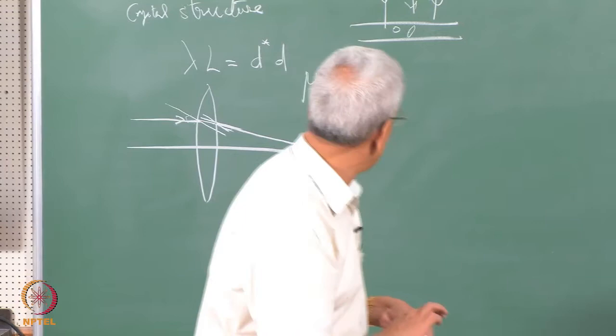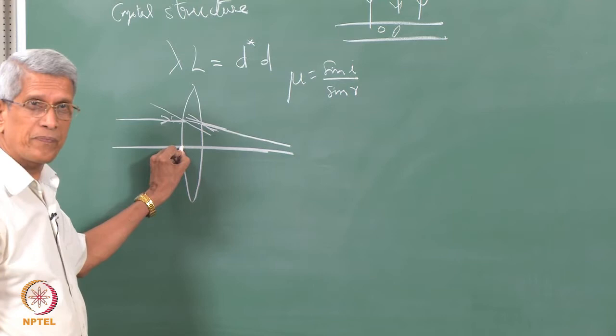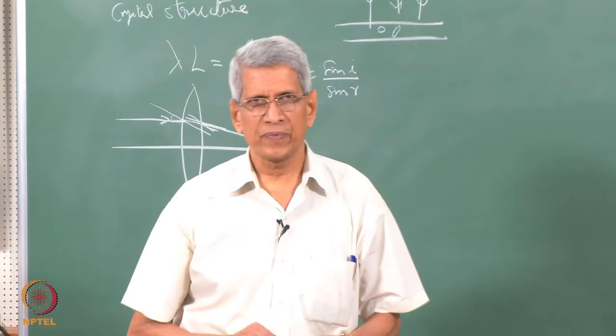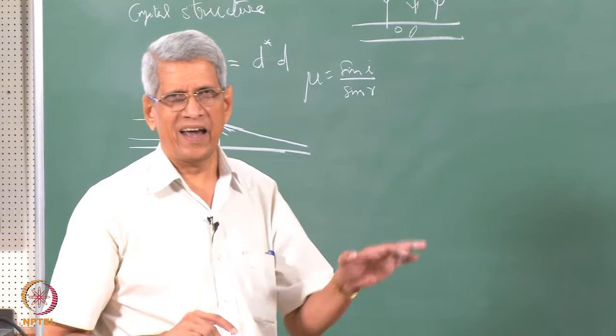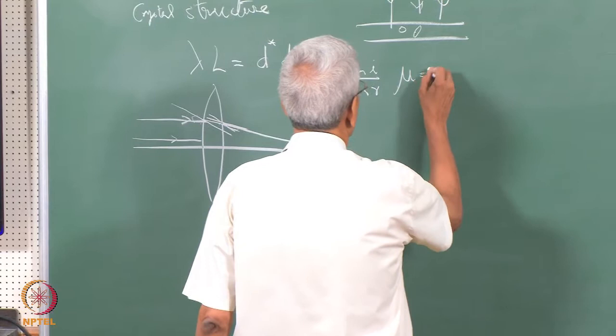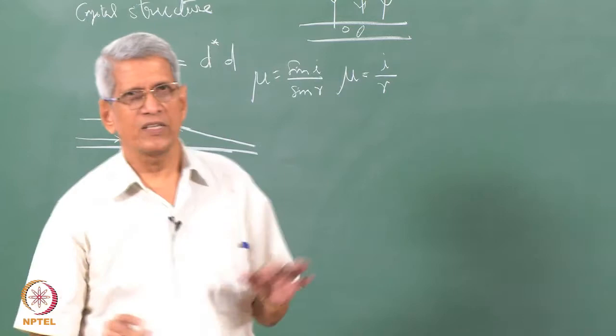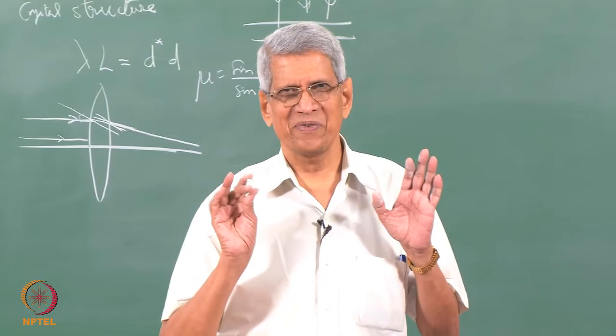Assume the case of the ray which is passing through the center. Here the incident angle and the refracted angle are both zero. And if I consider a ray which is very close to it, then also i and r become very small. In such a case, sin i and sin r can be approximated to i and r. So mu becomes i by r. This is what is done in geometrical optics to draw all the ray diagrams which we have studied.